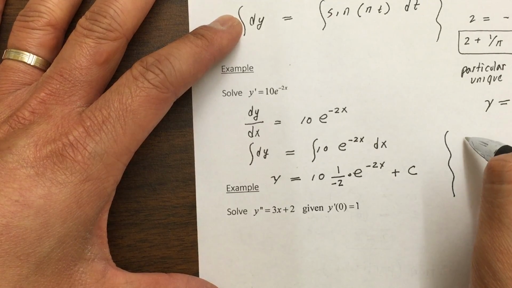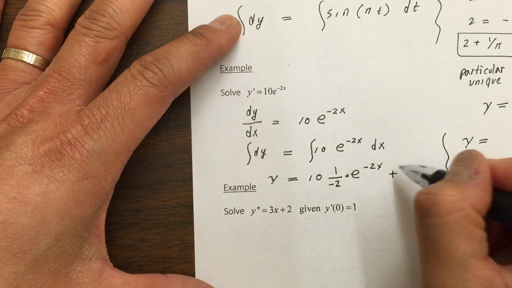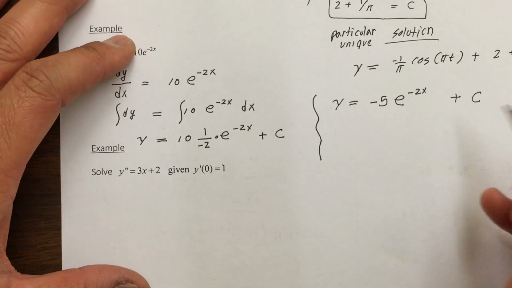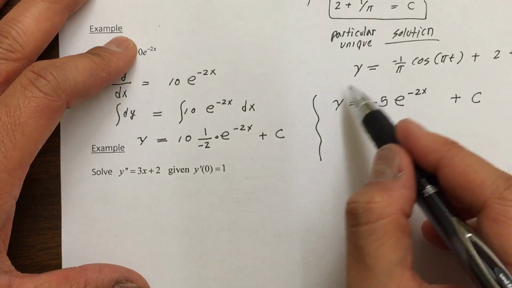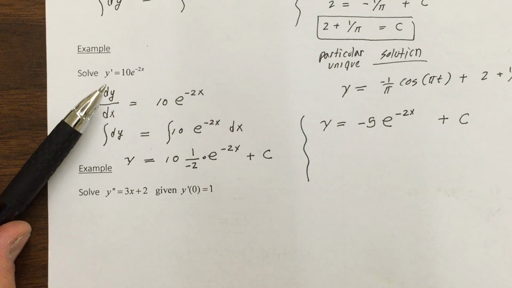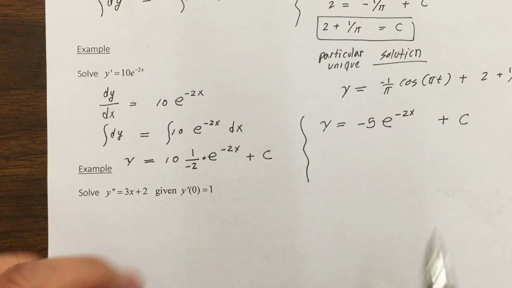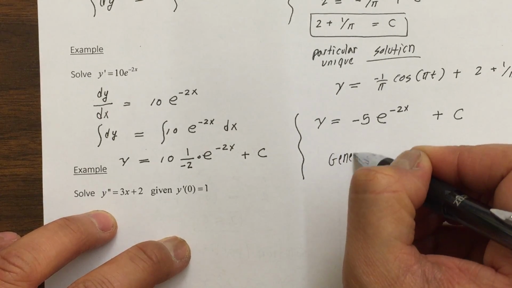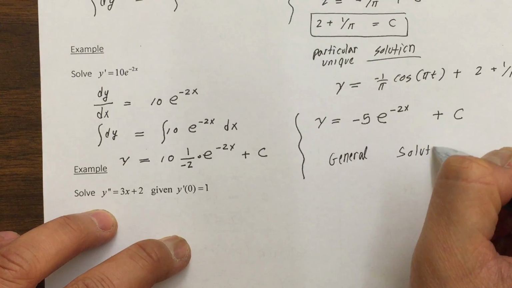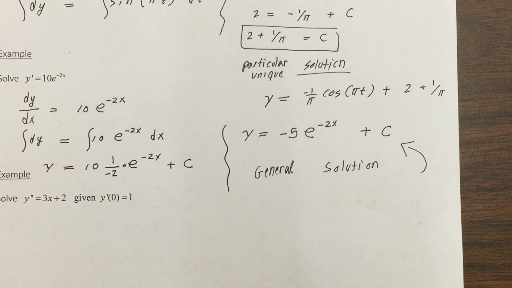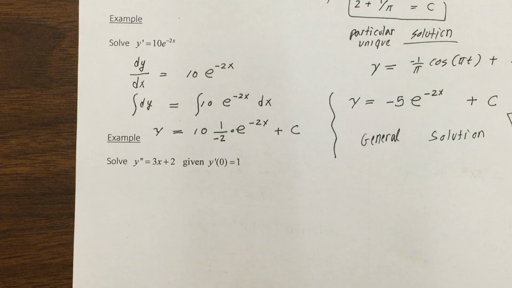Okay? And now we simplify that, so we get negative 5 over 2 e to the negative 2x plus c. This is what we call the general solution. And by the way, we don't have the initial condition, so we can't find a unique or particular solution. Therefore, this is just our general solution, and we're done. Okay, very good. All right, let's take a look at the next example.